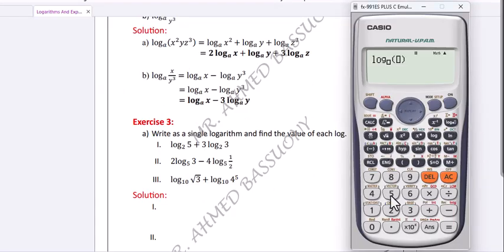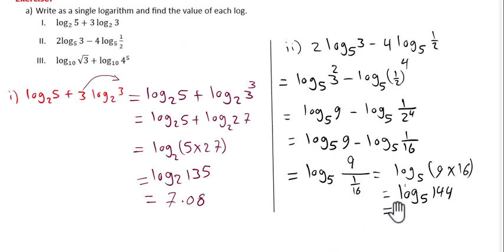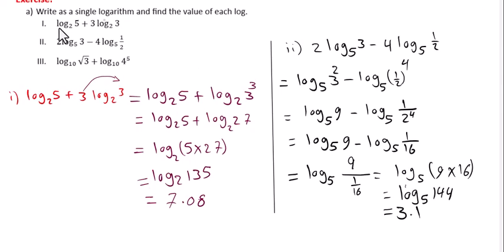And now let's use a calculator to find it out. Log base 5 of 144 equals 3.1 approximately. And now let's go to question 3, and it will be the last question for this session.